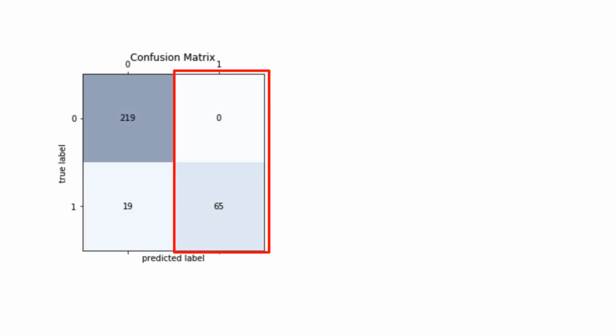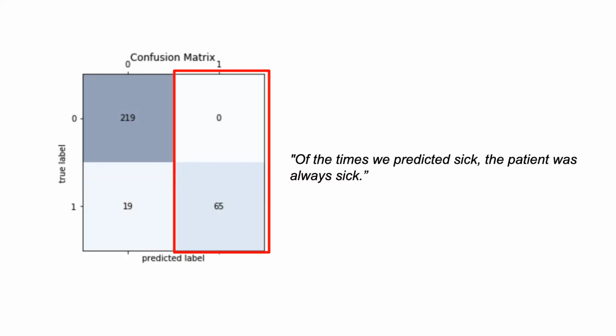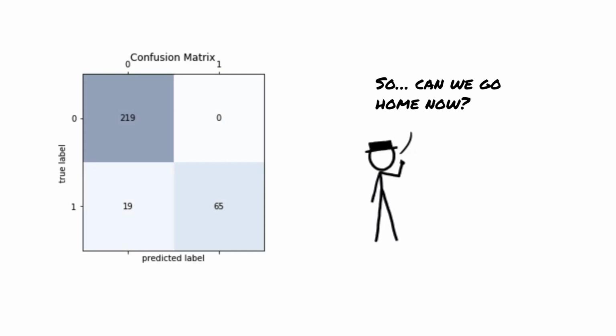Every time we predicted someone was sick, they actually turned out to be sick. Perfect. So the question is, if we have this application for, let's say, a medical device or for predicting triage, and we've got an algorithm with 93% accuracy, can we go home now?